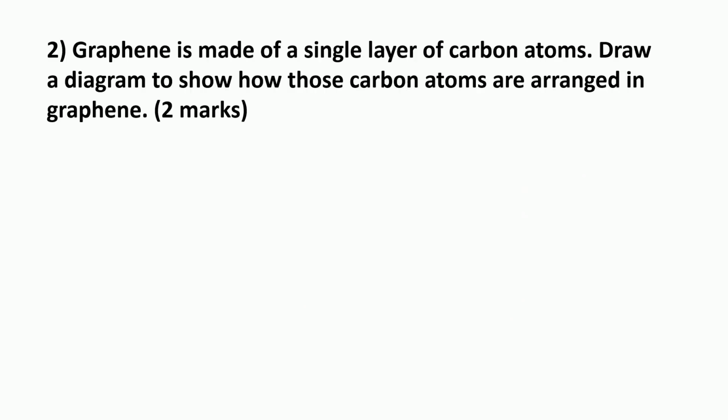Question 2. Graphene is made of a single layer of carbon atoms. Draw a diagram to show how those carbon atoms are arranged in graphene. So we need to remember here that the carbon atoms are arranged in 6-sided hexagons. So I'm going to draw my first hexagon here. Then I'm going to draw a second one joined onto it. And then I'm going to draw a third one joined onto the other two.